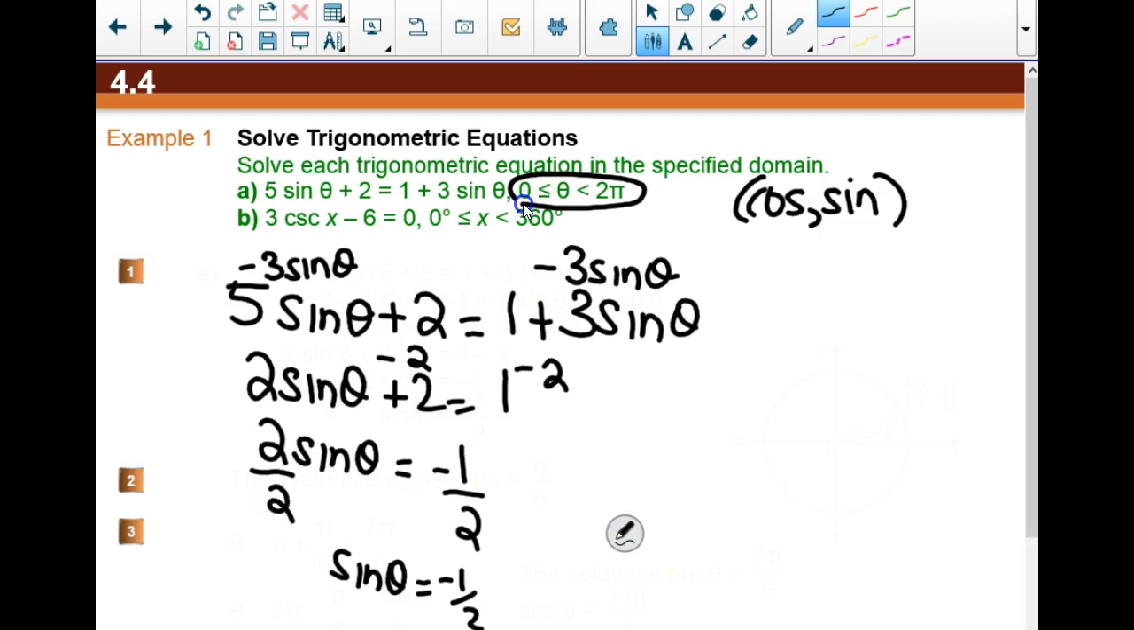What was it? I heard it somewhere. 7 pi over 6 and 11 pi over 6. Perfect.